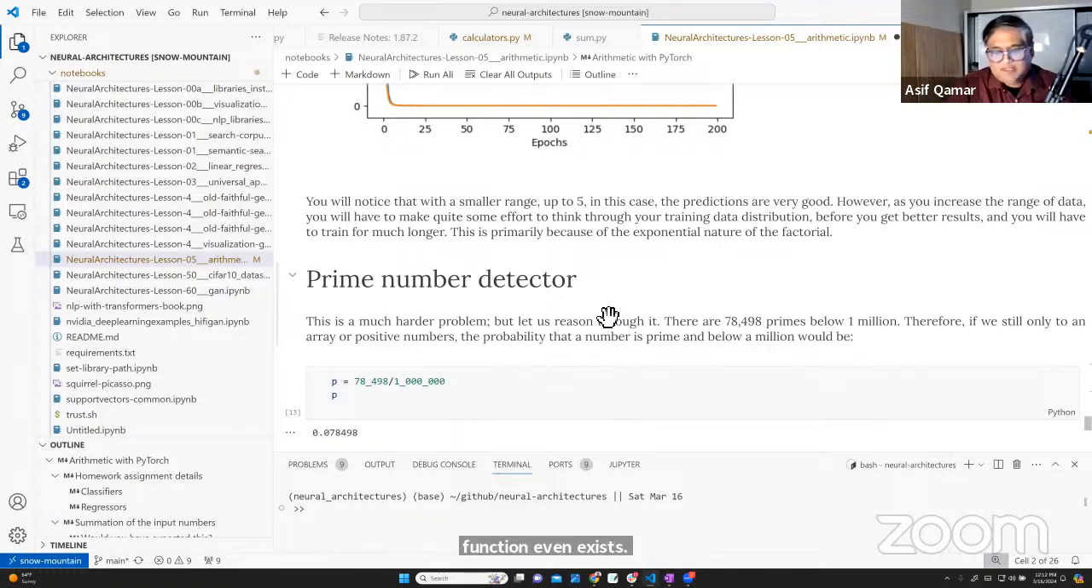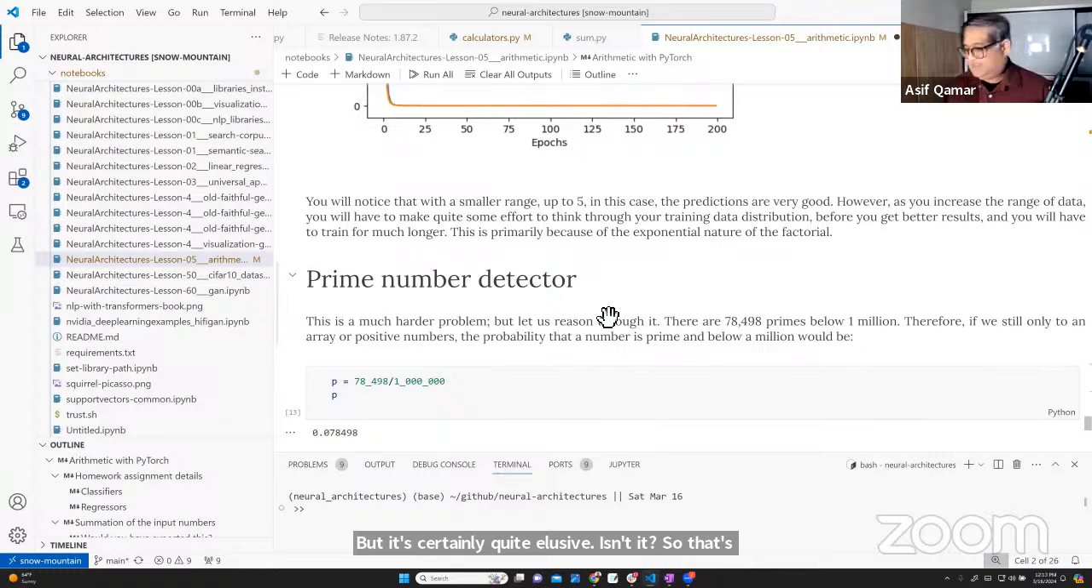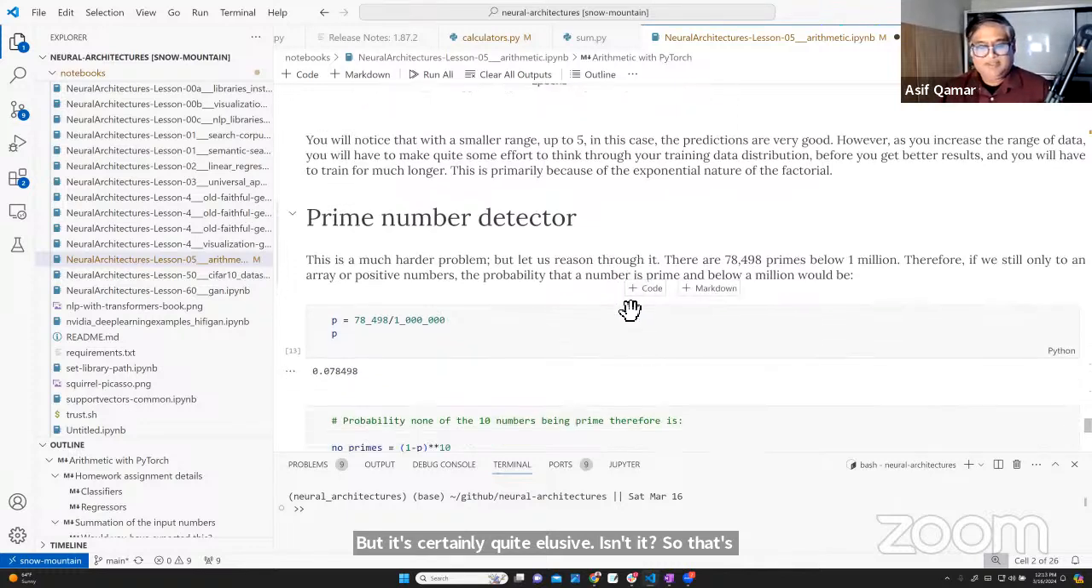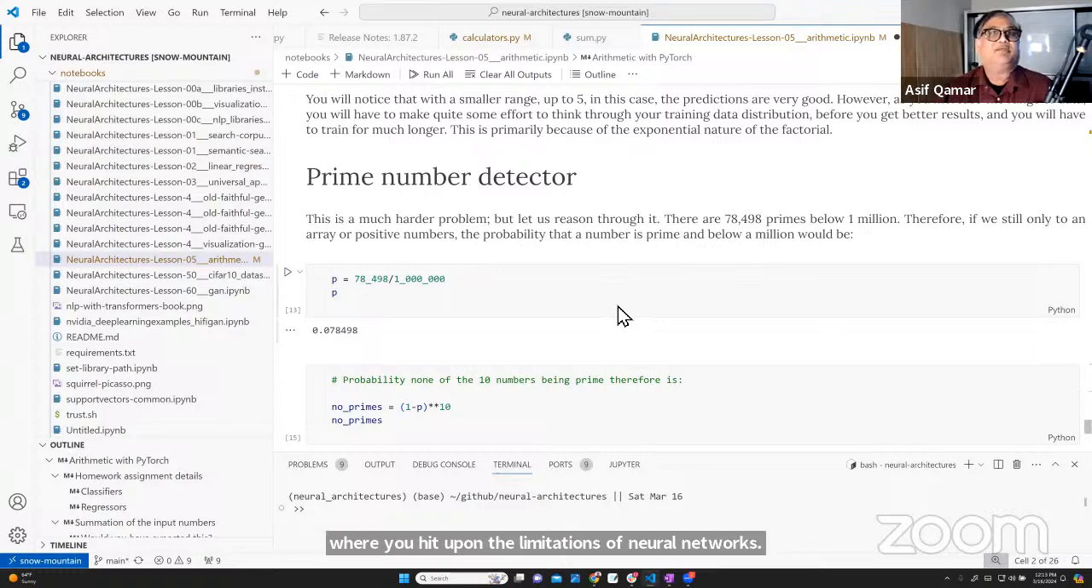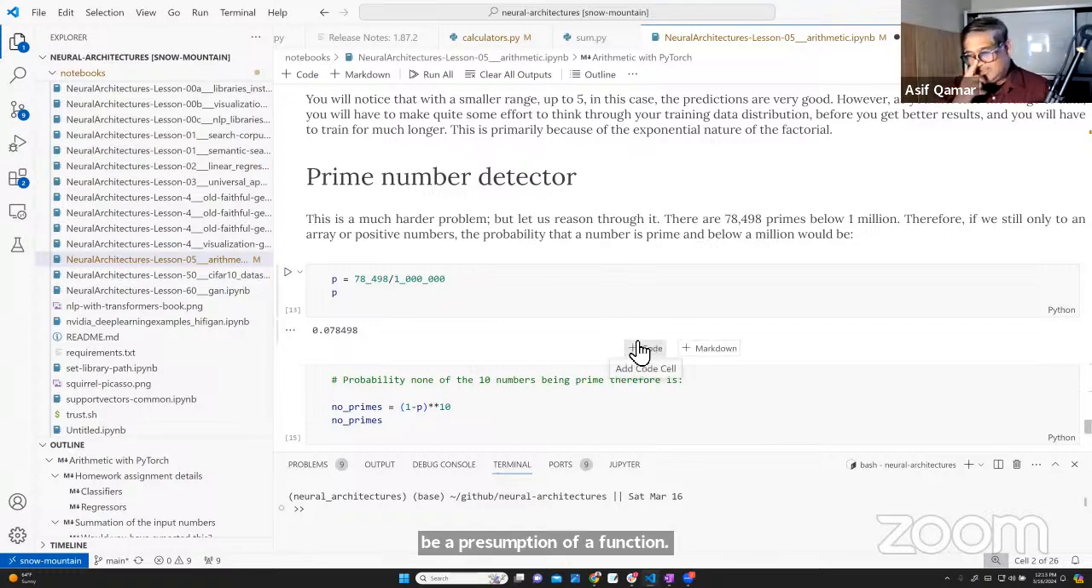So that's where you hit upon the limitations of neural networks. At the end of the day, they are universal approximators. Approximators of what? At least there has to be a presumption of a function. And if you look at it, there are 78,498 primes below 1,000,000. That is about 7.8% probability for something to be a prime.